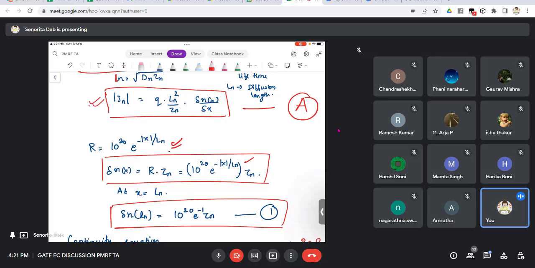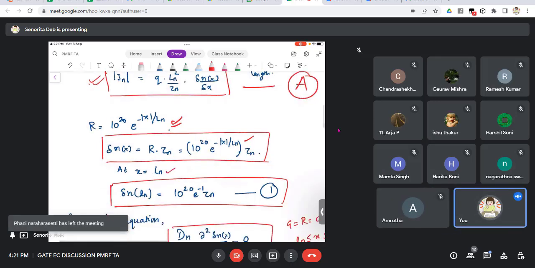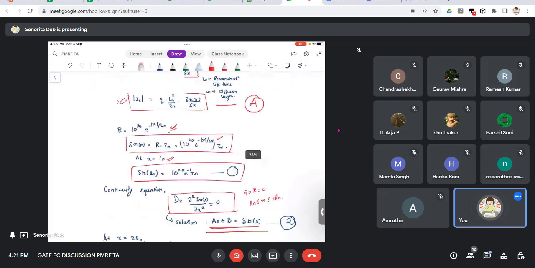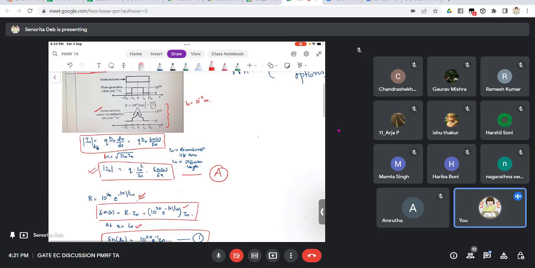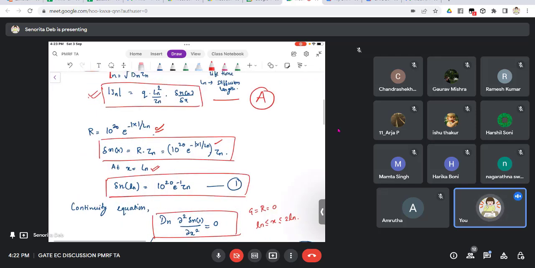Now after having this, just keep it there. At x equals L_n, what will happen if you put L_n? You will get what I have written as equation number 1. Till here everything is fine. So what was your goal? Your goal is to find delta n of x by delta x, right? But here you have an equation of delta n of x. You cannot directly differentiate it because this is a discontinuous equation, so we have to arrive at another equation.